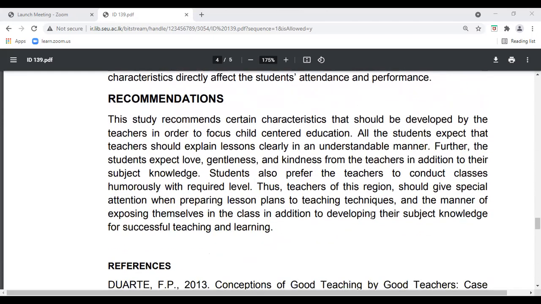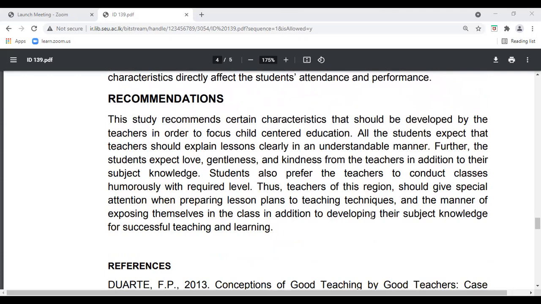Recommendation: this study recommends certain characteristics that should be developed by the teachers in order to focus on child-centered education. All the students expect that teachers should explain lessons clearly in an understandable manner. Further, the students expect love, gentleness, and kindness from the teachers in addition to their subject knowledge. Students also prefer the teachers to conduct classes humorously to the required level.